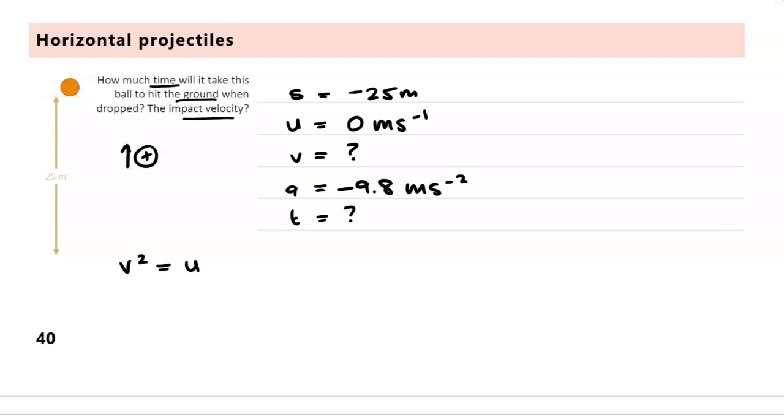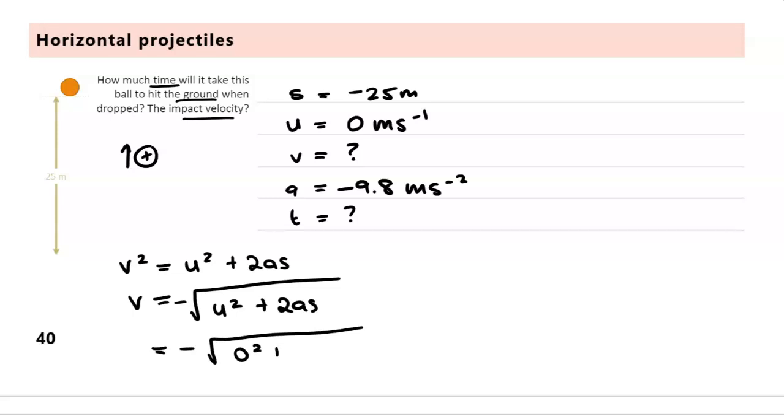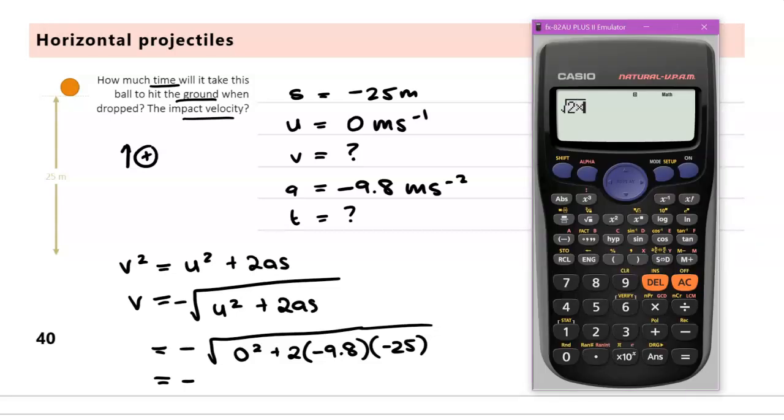We know v squared equals u squared plus 2as. So v is going to be the square root of u squared plus 2as. It needs to be the negative square root because the velocity will be pointing downwards if you use the same sign convention I did. So u is 0 squared plus 2 times negative 9.8 times negative 25. Those negatives cancel there, but the negative out the front doesn't. Okay, 2 times 9.8 times 25. So there we get a velocity. We already have the negative sign there.